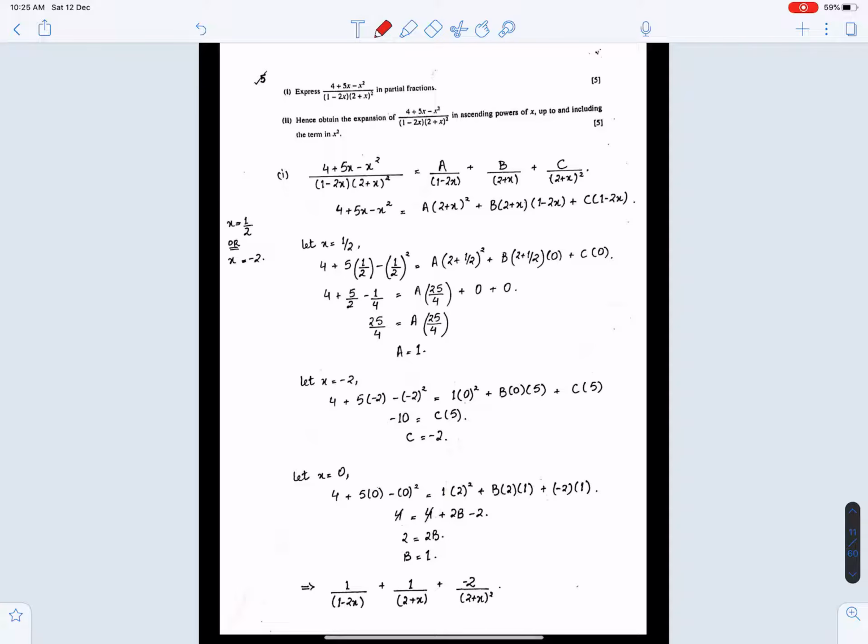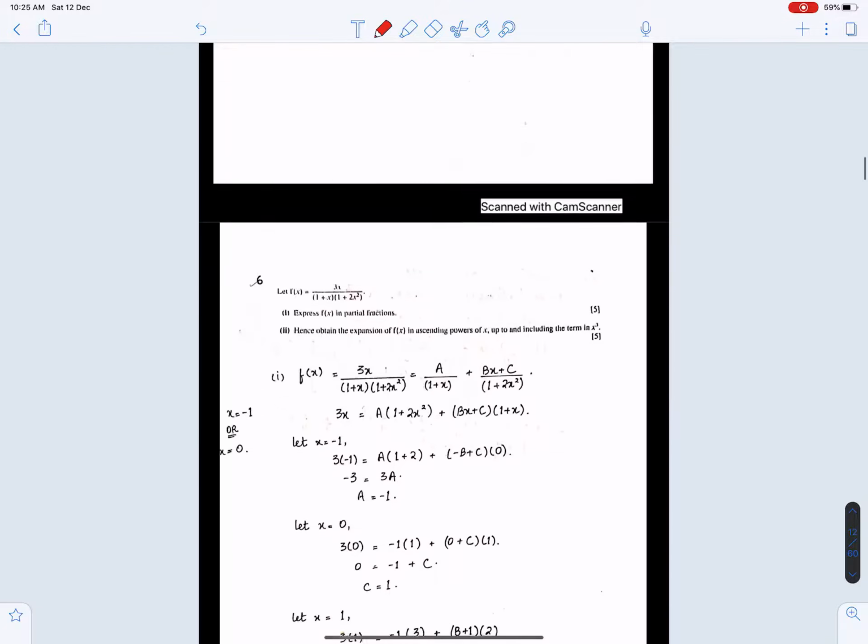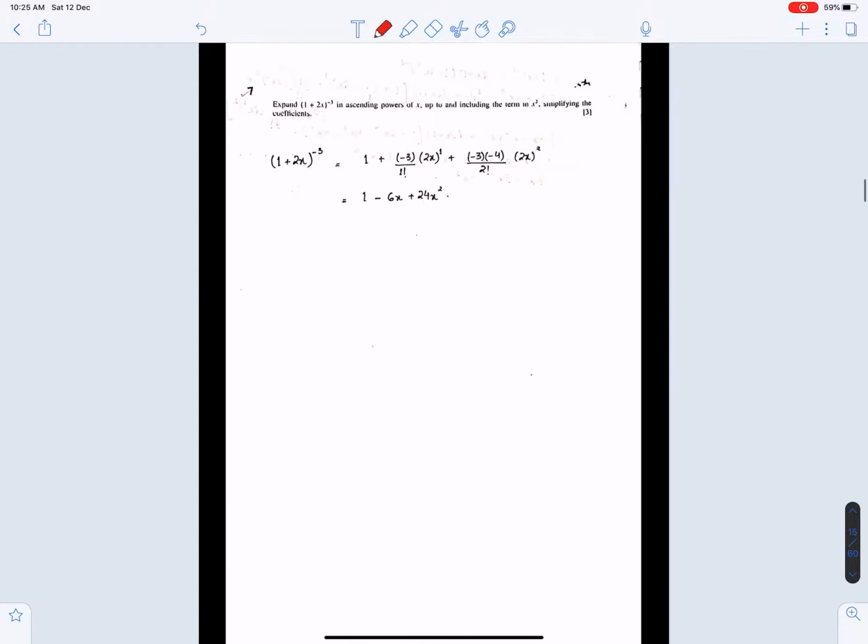Now the next question is 7. This is just a binomial theorem question. Whenever you use binomial, make sure the first term must be 1. If not, then make it 1 by taking common. Since this is 1, there is no problem. You can easily expand this by using the theorem. The theorem says copy the first term 1, and then write n upon 1 factorial and the second term with power 1. Then n minus 1 over 2 factorial, second term to the power 2. That's it. Just need to simplify this.